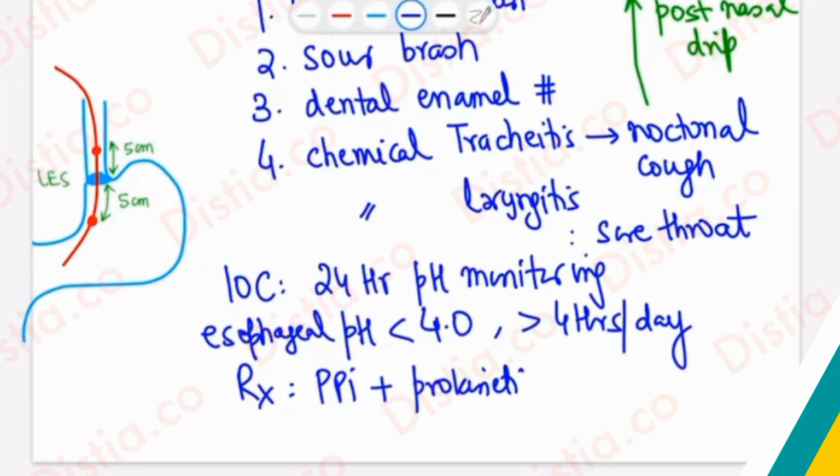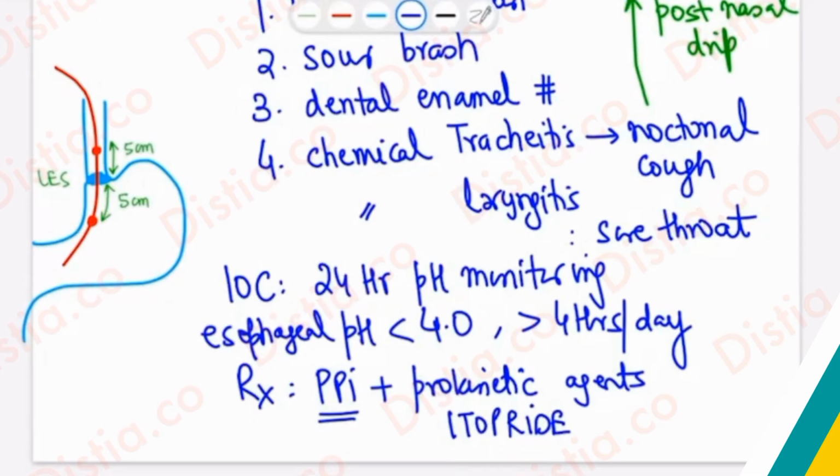Because see, the problem in this condition is lots of times not more acid. It is actually acid going up. So if you give a prokinetic agent, then the severity of illness will resolve even faster. The main drug of choice is PPI, no issues with this.